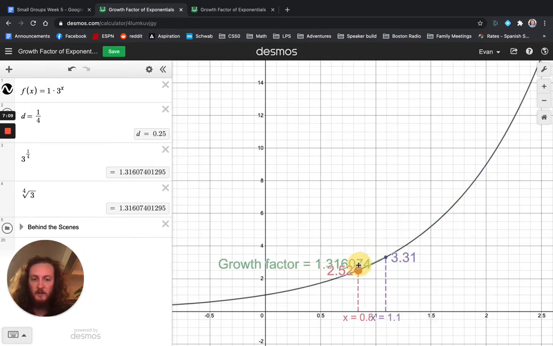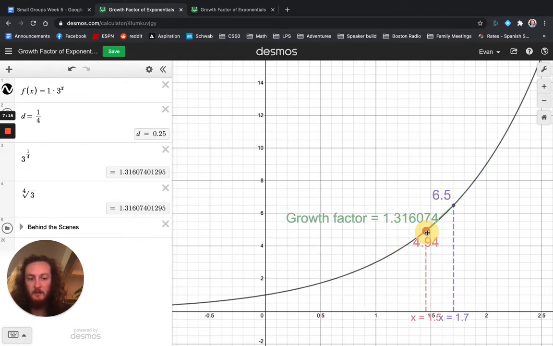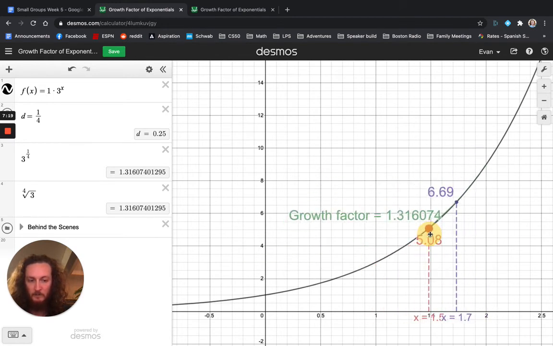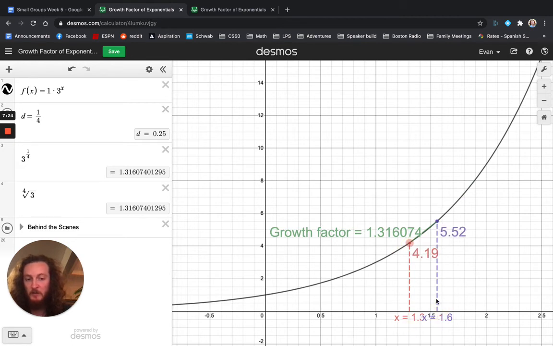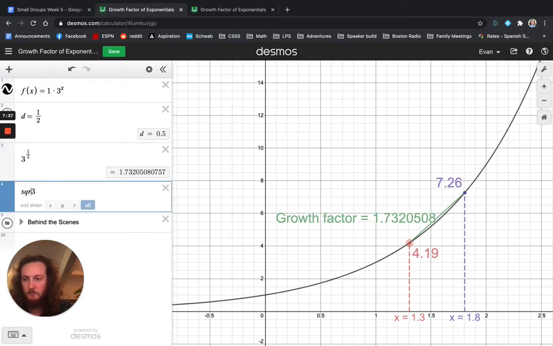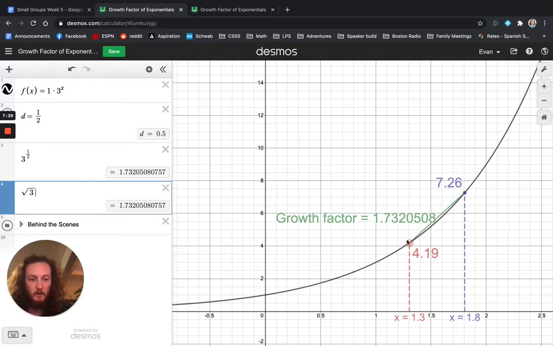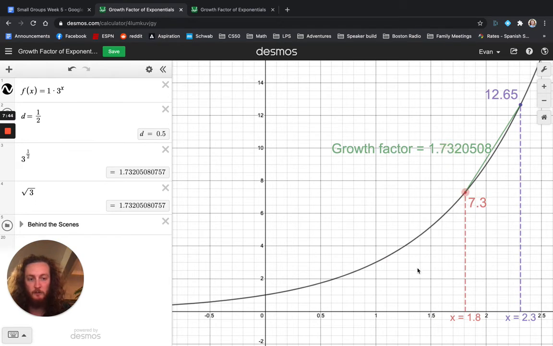So again, this growth factor stays constant as long as the distance between your x values stays the same. No matter where on our function we are, if the distance between our x values is 1/4, our growth factor is going to be 3 to the 1/4 power. If our distance is 1/2, our growth factor is going to be 3 to the 1/2. No matter where on our function we are, we'll see that same growth factor, root 3.